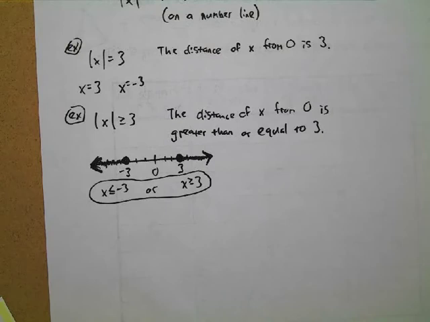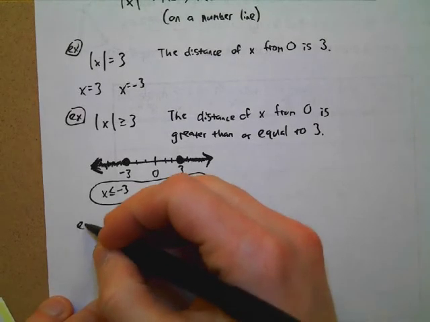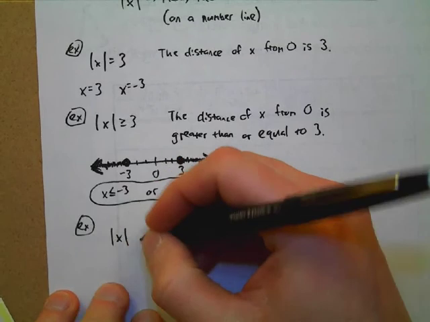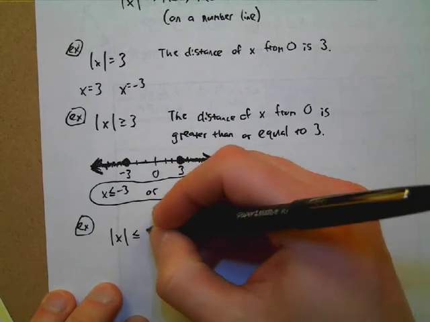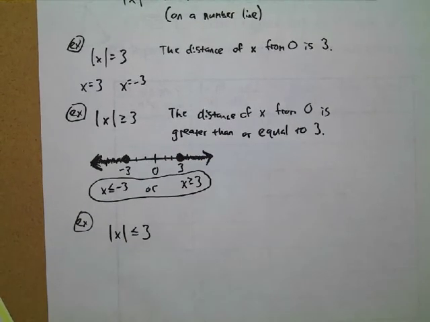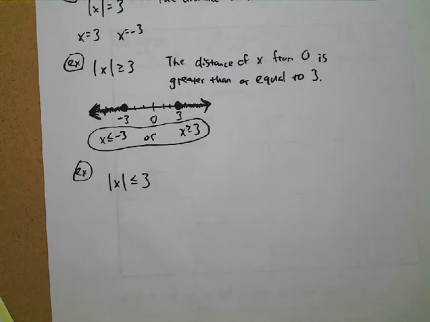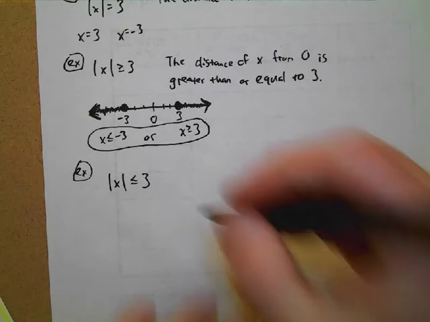Okay? So let's show you another one here. Again, I'll do another simple one. I'll change the sign, though. So now instead of being more than 3 away, I want to be less than 3 away. Okay? Less than 3 away. So I'll do the same thing here. I'll draw another number line.